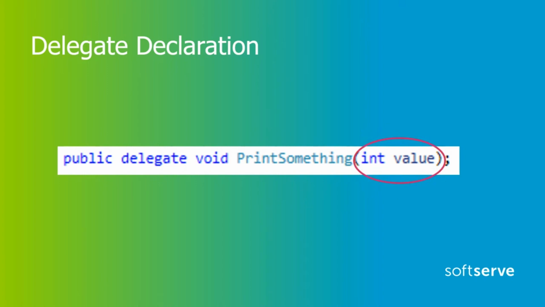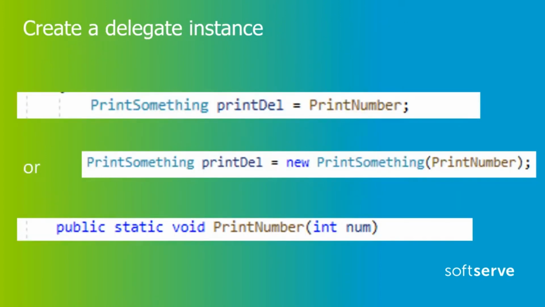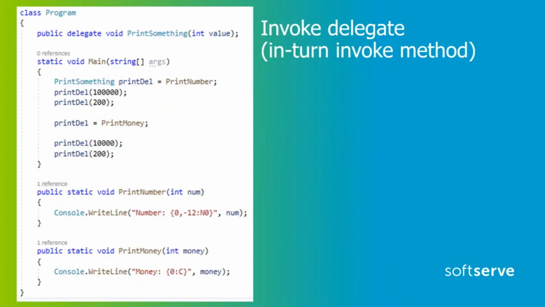We need a method to accept instances of delegates, the signature of which must match the signature of this delegate. This is mandatory because C# is strictly typed. We create an instance of the delegate. We create an object that stores a reference to a method with the corresponding signature, and we call the method through the delegate, and everything happens like this.